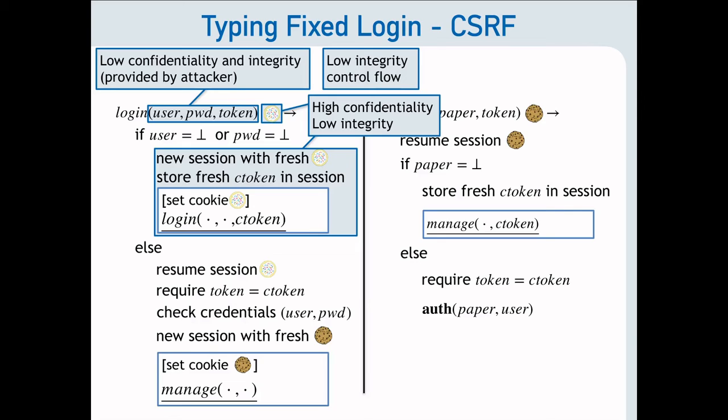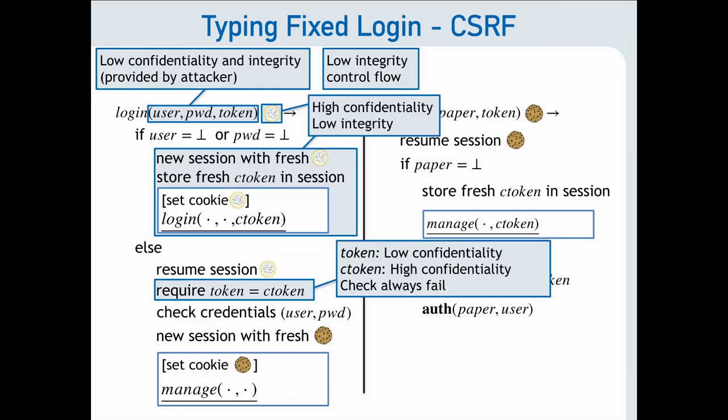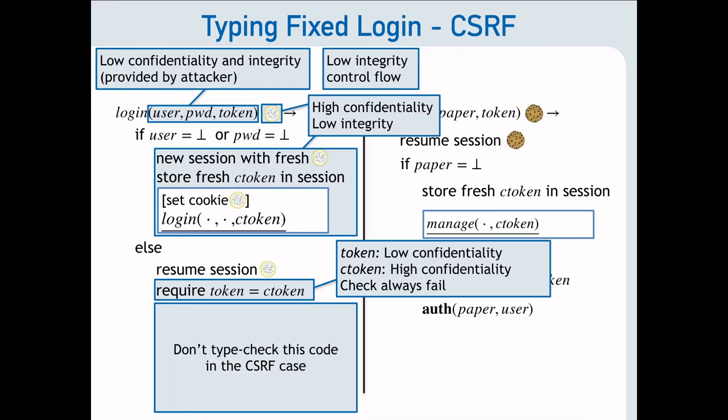If we now look at the token check, we have the following setting. We have the token, which is the URL parameter, which is of low confidentiality, and we have C token, which is the value that is stored in the session, which is of high confidentiality. And since this is a mismatch, we can statically determine that the check will always fail, and hence we don't have to type check the continuation in the CSRF case. So this case type checks fine.